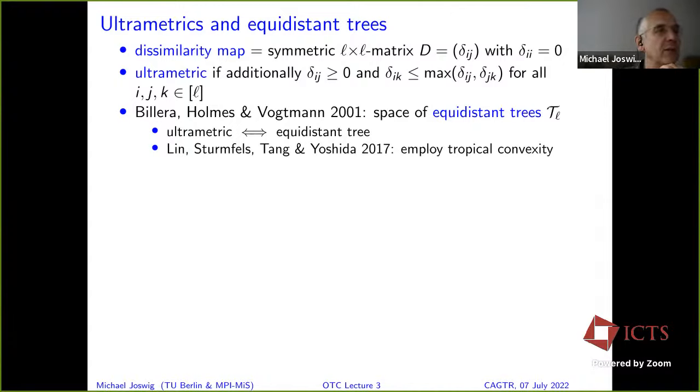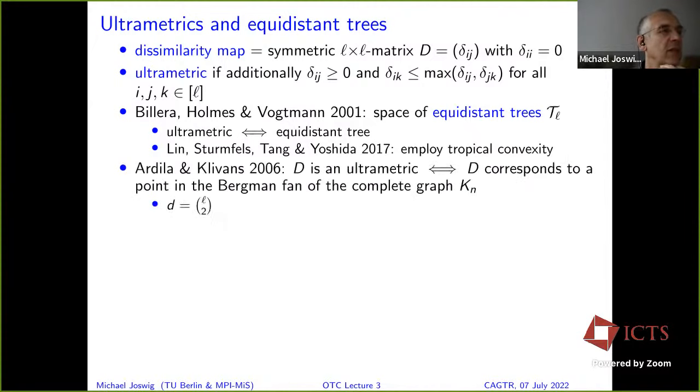And it is known that ultrametrics define equidistant trees in a unique way, and conversely, each equidistant tree gives rise to an ultrametric by measuring the distances among the leaves. L is the number of leaves of such a tree. Billera, Holmes, and Vogtmann showed that this space has a natural topology, and it is non-positively curved with respect to a natural metric. There have been numerous attempts to relate this to tropical geometry, and a more recent one is due to Lin, Sturmfels, Tang, and Yoshida. Let me not go into the details.